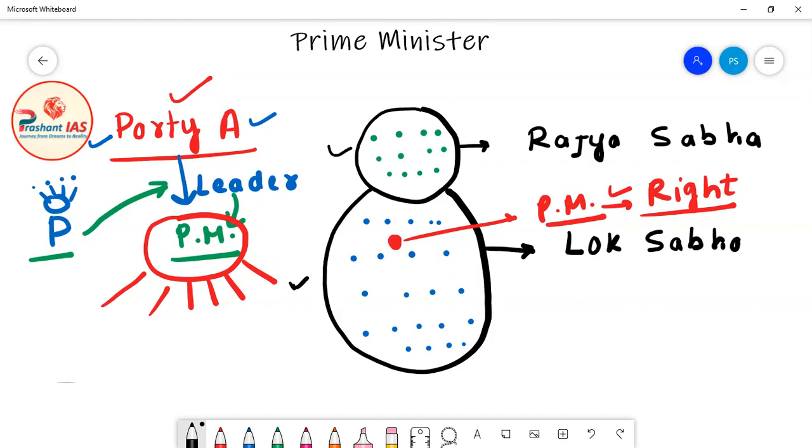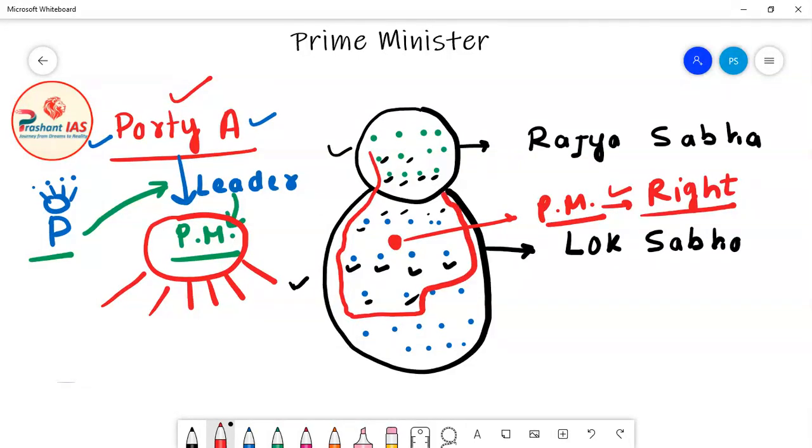For example, this Prime Minister has chosen that this will become a minister, this will become a minister, and they all will become ministers. And these members of Rajya Sabha will also become ministers. So the Prime Minister has the special power to choose the ministers, and all the ministers together form the Council of Ministers. So this red circle represents the Council of Ministers.